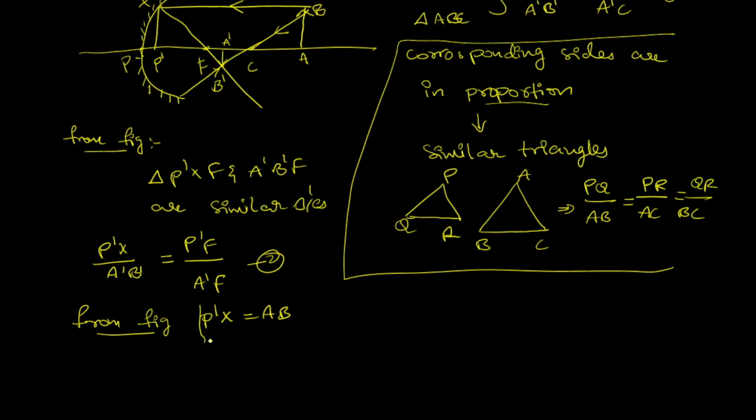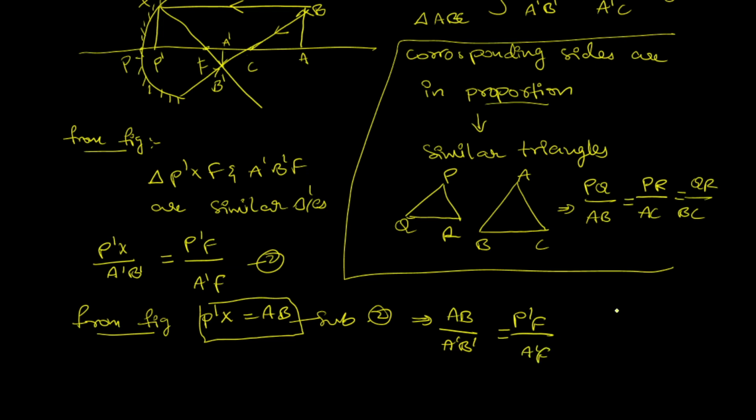Now substitute the value of P prime X in the second equation. Okay, therefore we have AB by A prime B prime is equal to P prime F by A prime F. This is equation number 3.